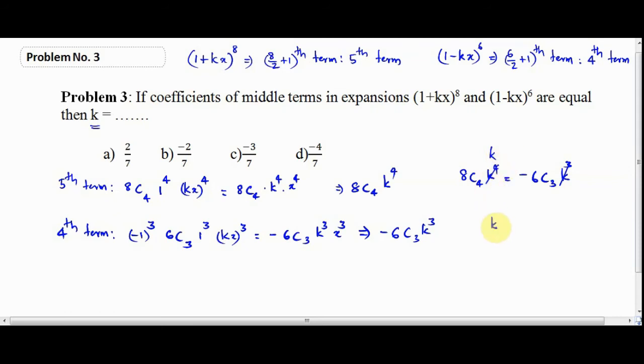So k will be equal to -6C3 divided by 8C4. You may expand these two combination values and calculate the value of k, and finally we will get it as -2/7. So here the right answer is given by option B, -2/7.